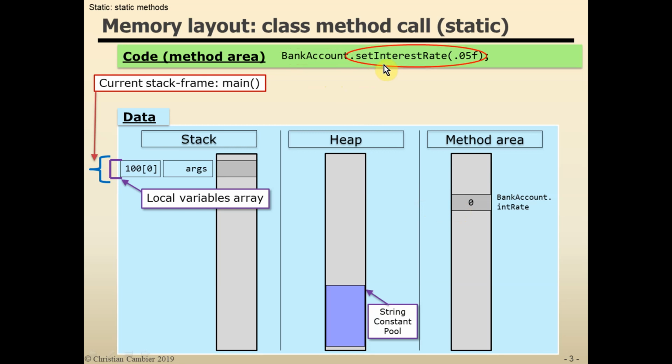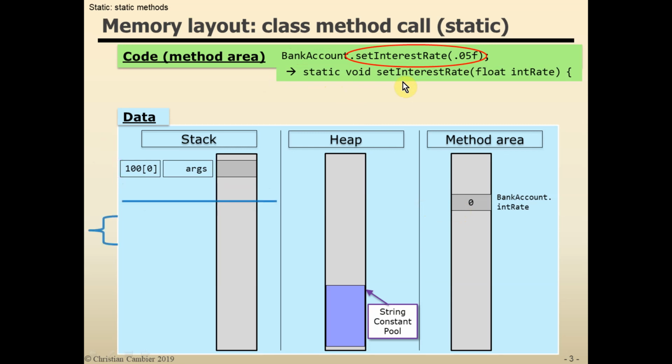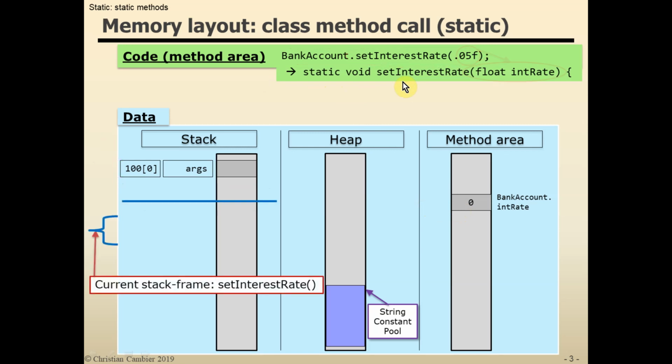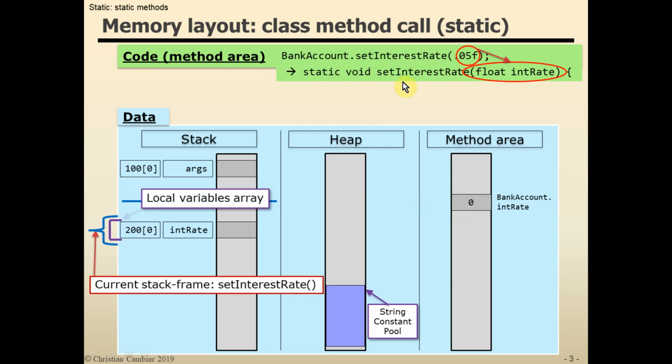Second, as setInterestRate is invoked, a new stack frame is created for the method, to which we pass the rate of 0.05. Since static methods are not linked to any particular instance, we don't have a this pointer in a static method, meaning that we can't access the instance variables of an object such as customer or balance.